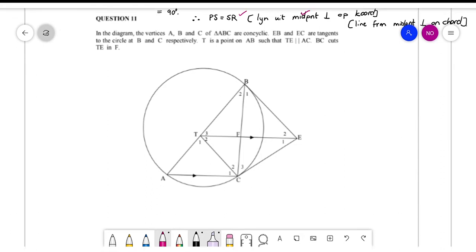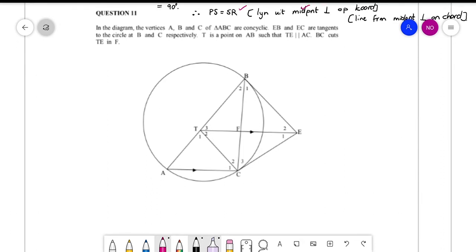Carrying on to question 11. It says, in the diagram, the vertices A, B, and C of triangle ABC are concyclic. So that means they all, cyclic means circle, they all lie on the same circle's edge. Okay. EB en EC is raaklyne aan die sirkel. Tangents, immediately you have to know there are certain things that we can do when we are working with tangents.